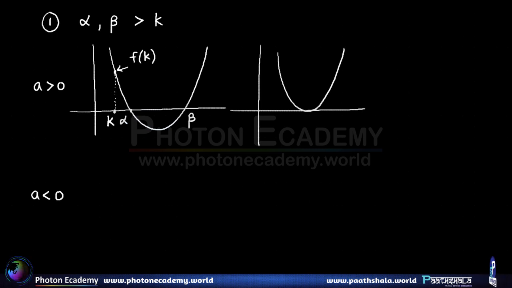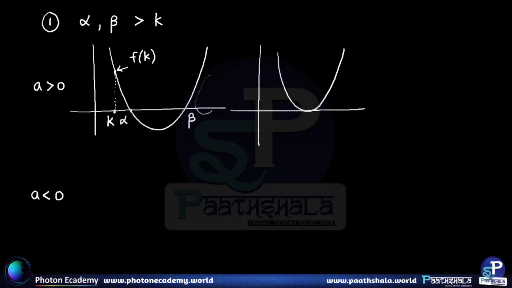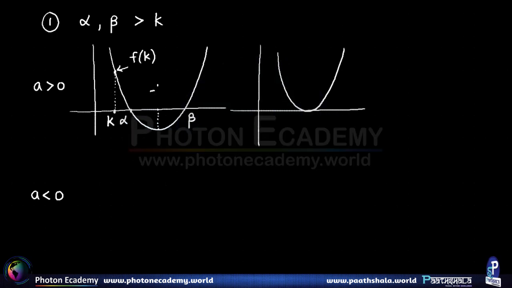But if we just say that f of k is positive, then it may include some region here also, because there is some k here which may have the positive value of its function. So that means we have to somehow restrict that. So for that, let's consider this mid value, which we know occurs when x is equal to minus b upon 2a. Now here let us develop the requirements.